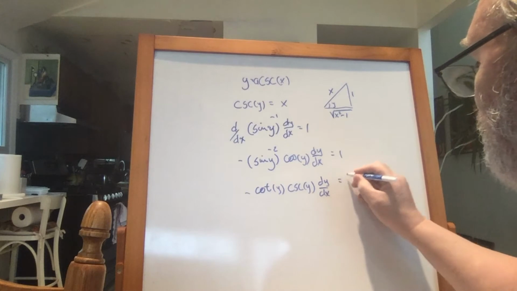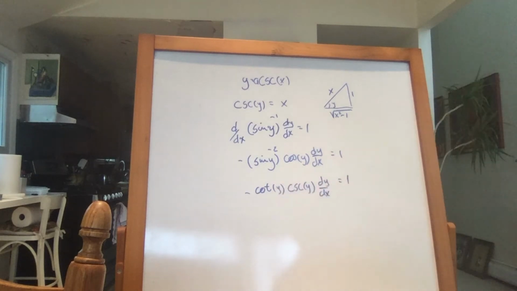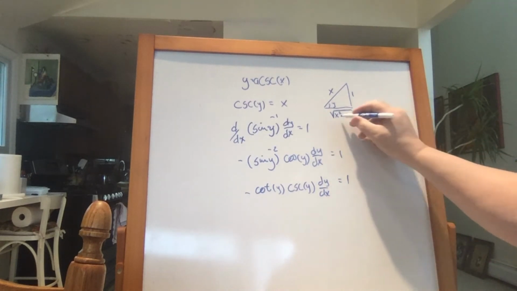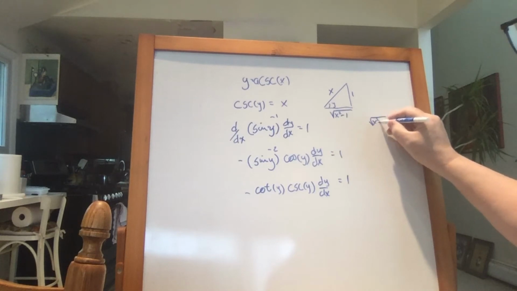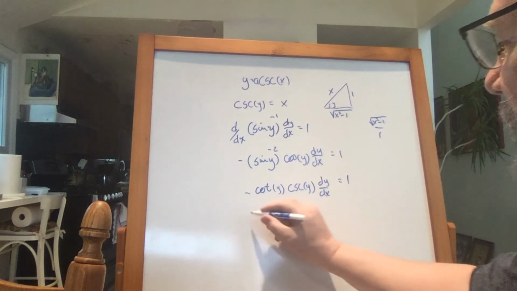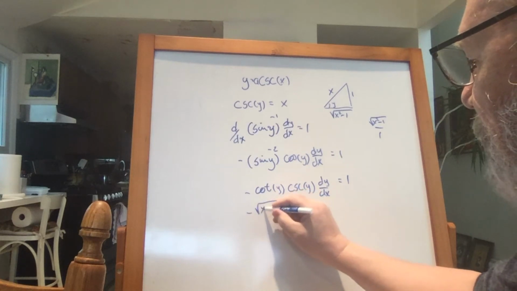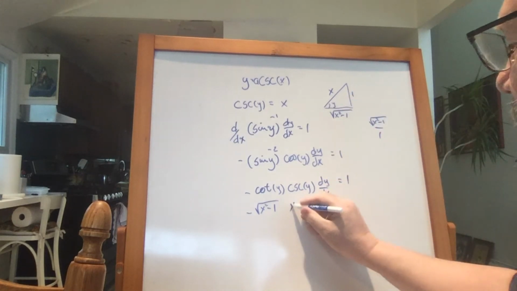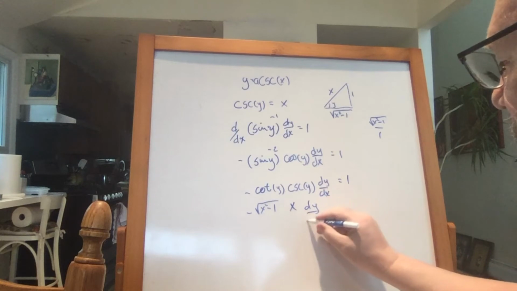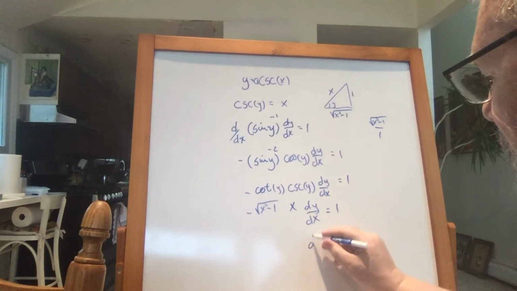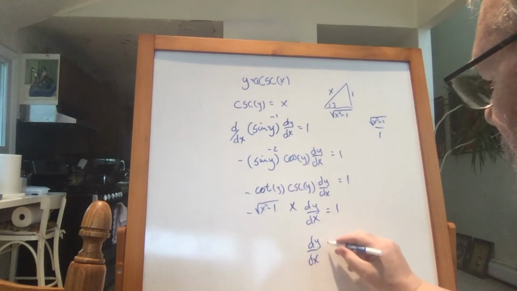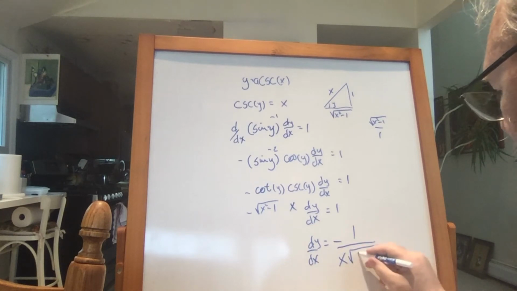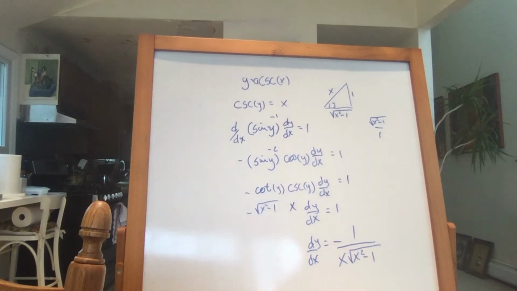dy/dx equals 1. But the cotangent of y, now, this is pretty cool. Cotangent of y is the square root of x squared minus 1 over 1. So that's minus the square root of x squared minus 1. Cosecant of y is x. dy/dx equals minus 1 over x times the square root of x squared minus 1. And that's it.